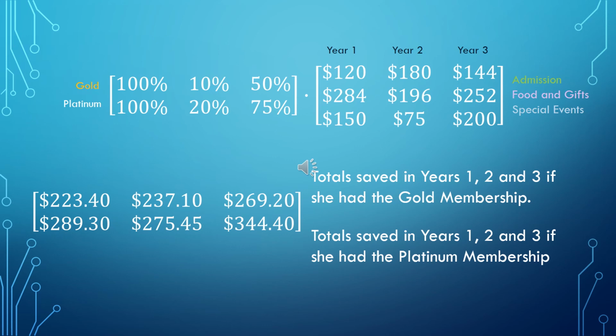$275.45. And if she had had the gold membership in year 3, she would have saved $269.20. If she had had the platinum membership in year 3, she would have saved $344.40. So at this point, she would have to figure out what the membership cost and whether it was worthwhile for her to get the different kinds of memberships.